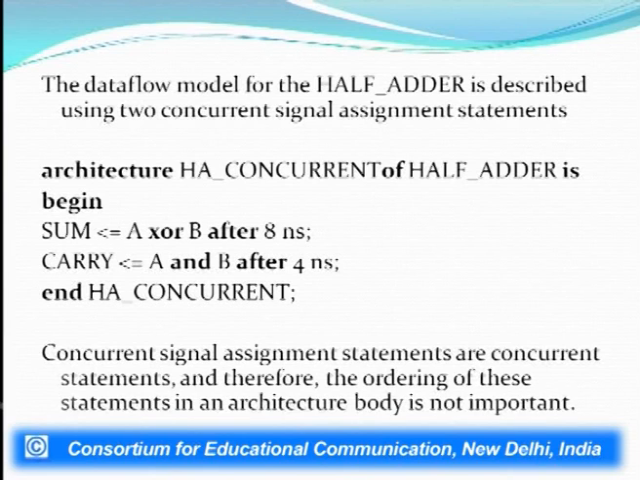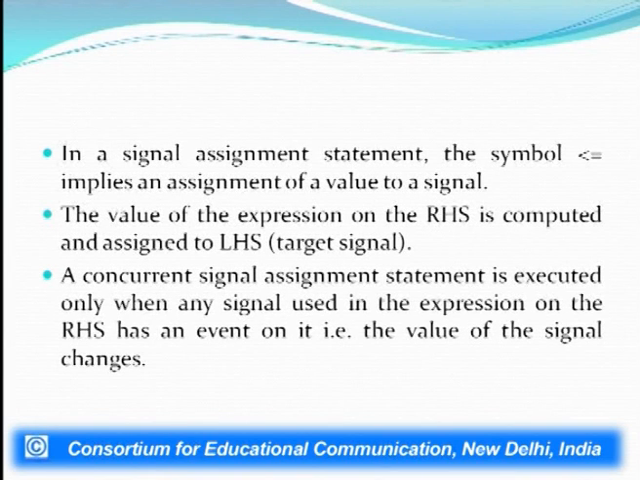But as you can see in this example, the after clause has been introduced. This tells me that if I begin my simulation at time t, then carry will get its value at time t plus 4 nanoseconds and sum will get its value at time t plus 8 nanoseconds. The signal assignment symbol implies the assignment of a value to a signal. That means the target on the left hand side is of signal type. The value of the expression on the right hand side is computed and assigned to the target signal, that is the left hand side. A concurrent signal assignment statement is executed only when any signal used in the expression on the RHS has an event, that is, the value of the signal changes.